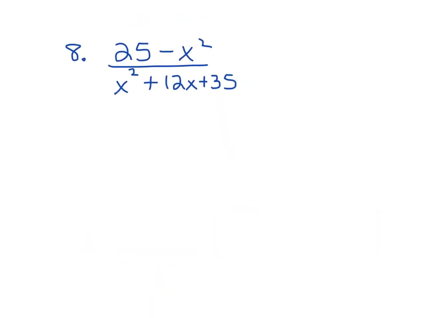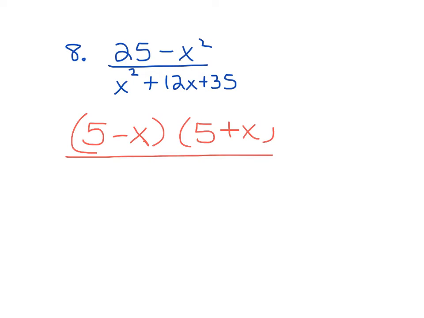All right, so for this one, what do I need to do? Okay, the difference of two squares is the numerator. So I'm going to break it into 5 minus x and 5 plus x. Okay, my denominator though, that looks like last night's homework. What can I do, Ryan?